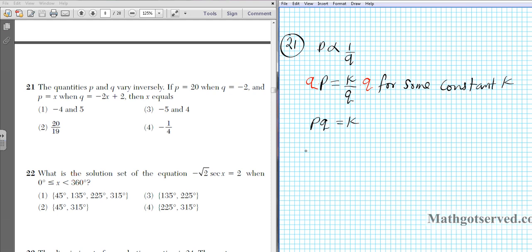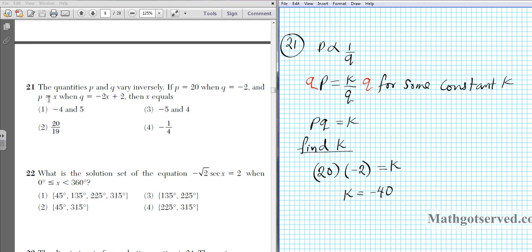All right, so what is that number? We can look for a K in this situation by making use of the first piece of information we have. P is 20 and Q is negative 2. We're trying to find K, a K that makes our inverse variation formula hold. So we put in 20 times negative 2 equals K. What is that constant that makes this product always the same? If we multiply these two, we're going to have K equals 40. Actually, negative 40.